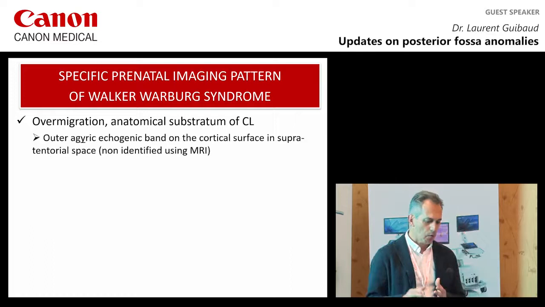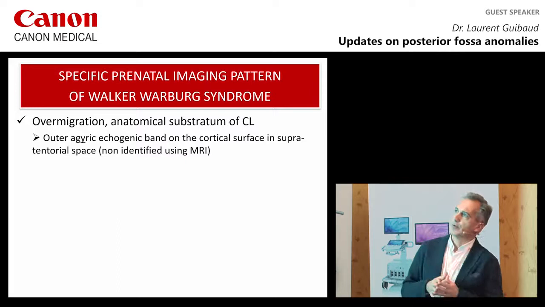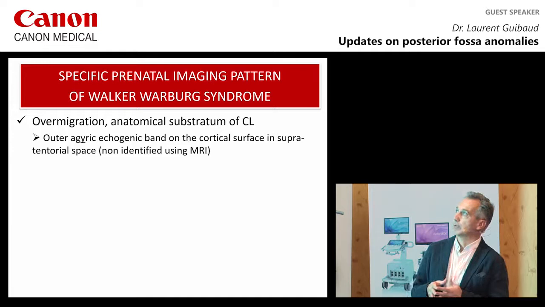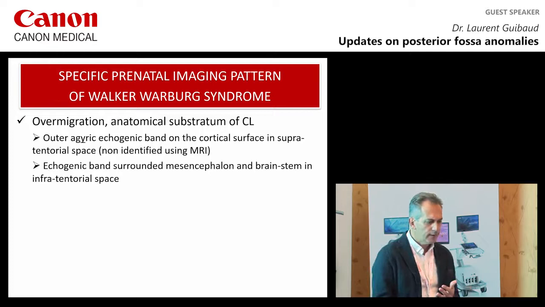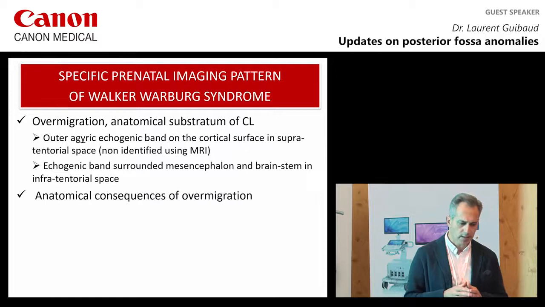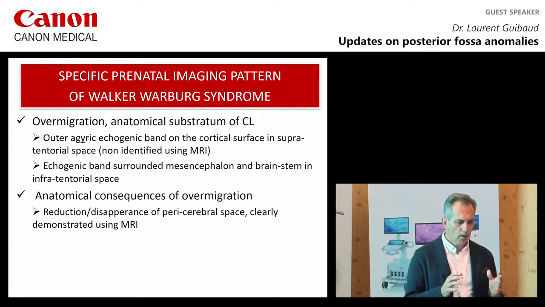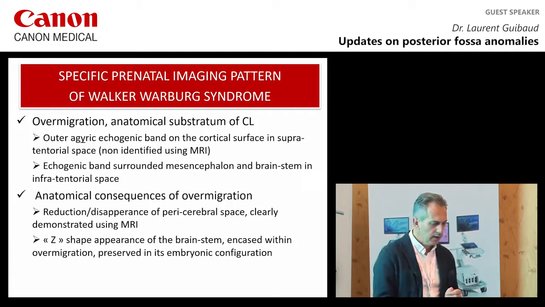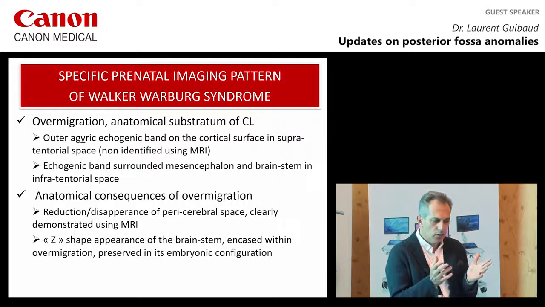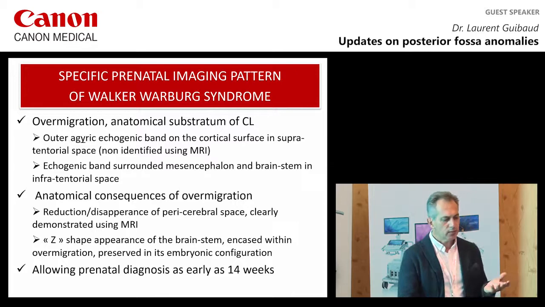You can make this diagnosis on the basis of the outer hyperechoic band on the cortical surface in the supratentorial space, not identified using MR, and you have the same band of tissue in the mesencephalon and brainstem. The consequence is the reduction or disappearance of the pericerebral space, clearly demonstrated using MR, and the Z-shape appearance of the brainstem encased within overmigration and preserved in its embryonic configuration. We can make this diagnosis as early as 14 weeks, as we did in the article.